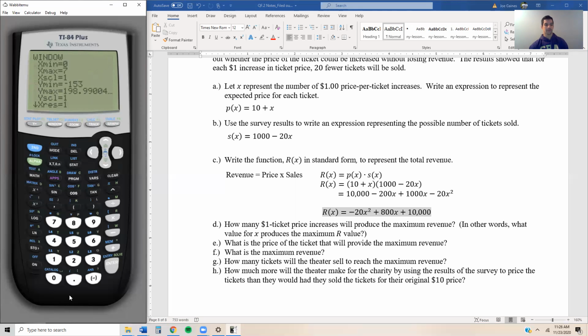I'm going to let my X minimum be 0 because we don't assume we're decreasing the price. Let's let my X maximum be 10. I know that if I increase the price 10 times, now the price is 0, so the tickets would be free. So I'm just going to let it be 10 for the most that we could get to. So now I'm going to hit zoom, go down to zoom fit, and take a look at my graph.